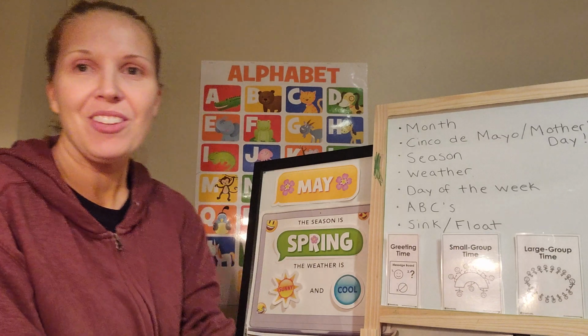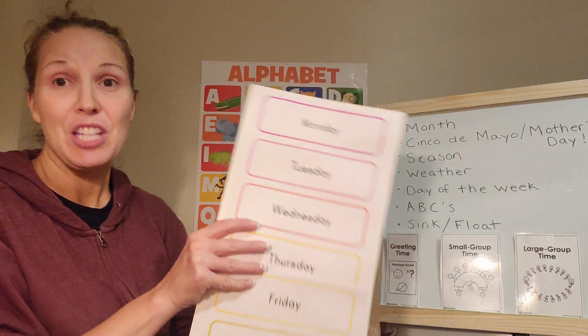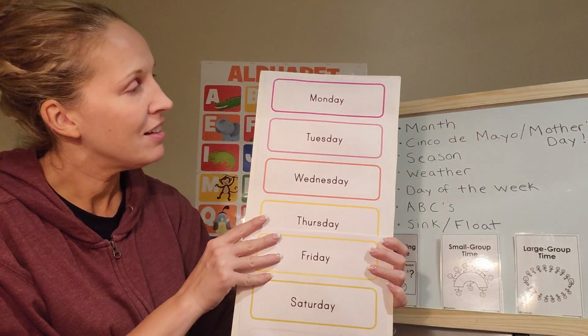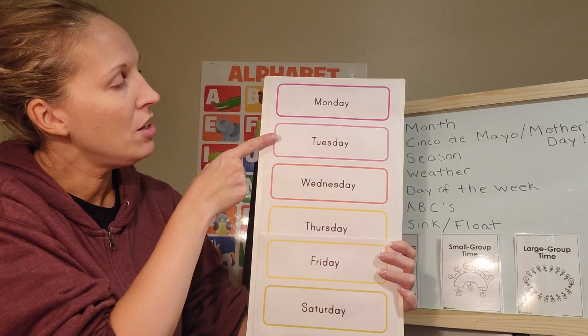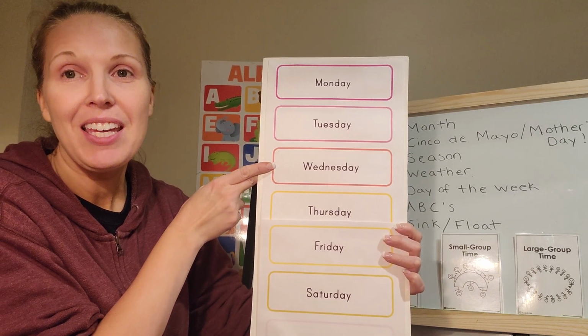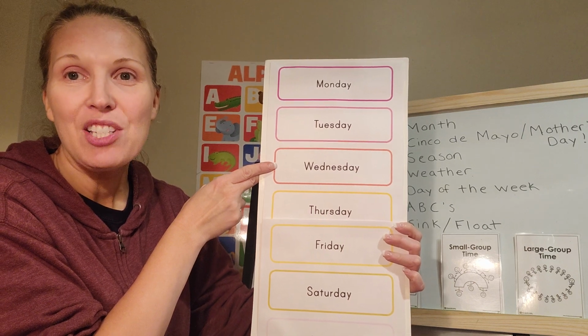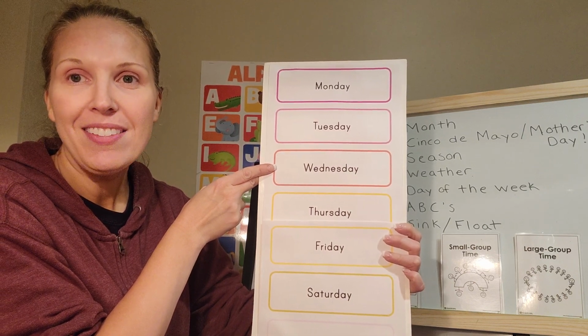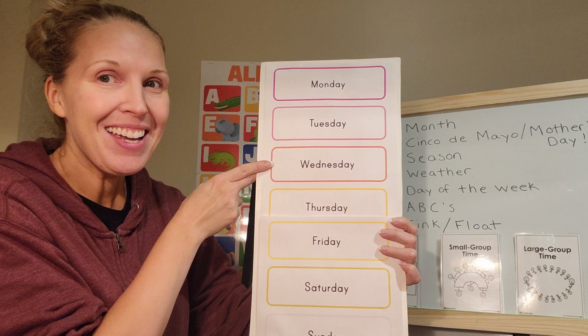Okay, friends, let's talk about our day of the week. Today is the number 3 day of the week. Let's see, 1, 2, 3. The number 3 day of the week is Wednesday. So today is Wednesday. Happy Wednesday.